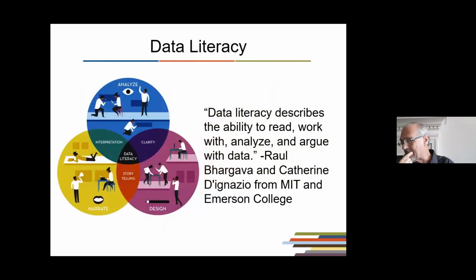So, data literacy. Data literacy describes the ability to read, work with, analyze, and argue with data. So reading data, what does that mean? Well, you've got to be able to understand the strengths and the limitations of the data that you have. I many times take people through a process where we get this data set, and then we look at, well, what does it mean? And then we go through a process as we start to work with it.